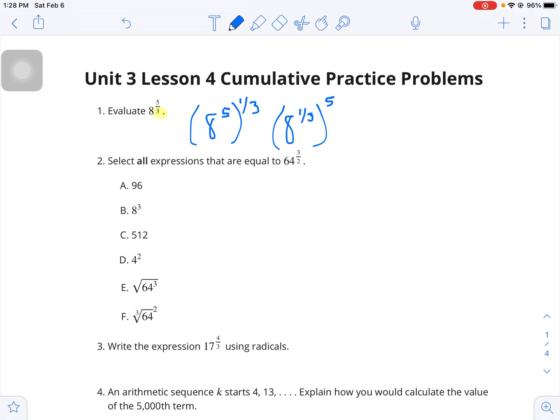And so I'm going to choose to look at it this way because I know what the cubed root of 8 is. And so I'm going to use that to write 2 to the 5th. And then I know that 2 to the 5th is 32.